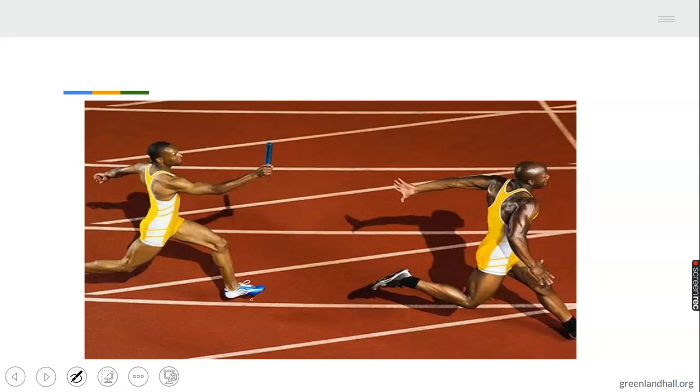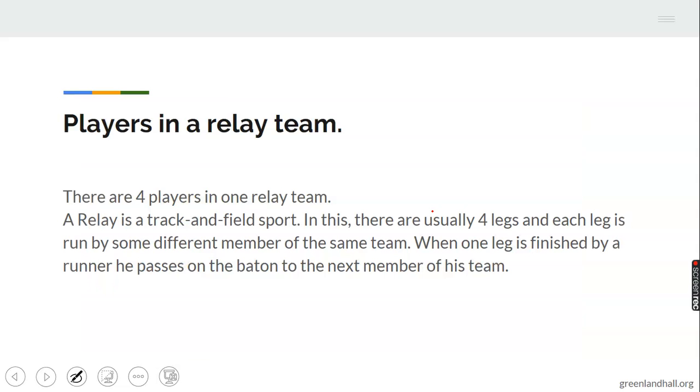Okay, this is another picture. You can see these athletes. You see, they are running so hard and making sure that they give the baton to their team member so that their team can win the competition. Now, let's talk about the players in a relay team. There are 4 players in one relay team. One person passes to the next person, the second person to the third to the fourth. Then the fourth person will finish up the race.